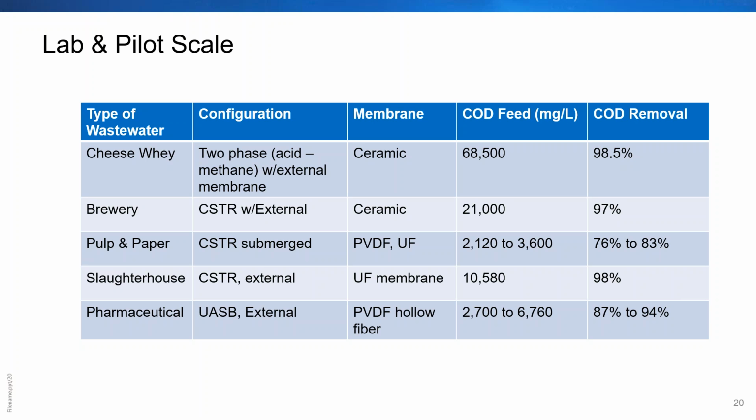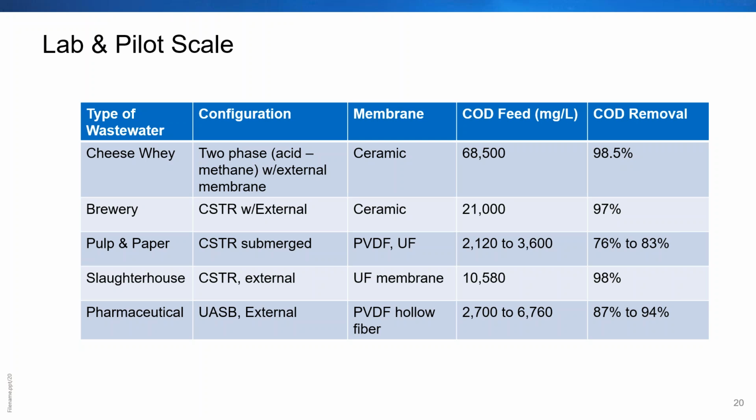Pulp and paper, they did submerged, where they put the membrane into the reactor tank. They used a PVDF membrane, so ultrafiltration, hollow fiber type. The feed this is getting is a lot lower, down in the 2,000 to 3,000 range, and they saw some variable COD removal, still promising. This one's around 10 liter lab scale.